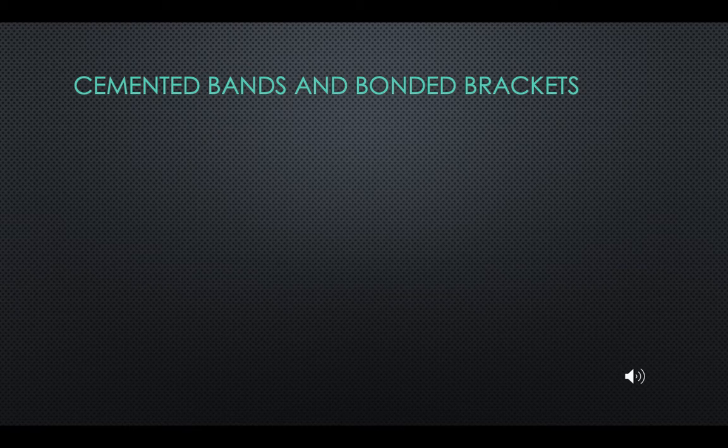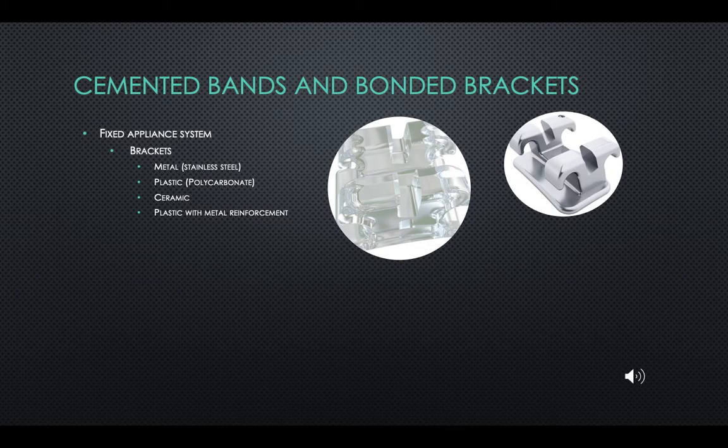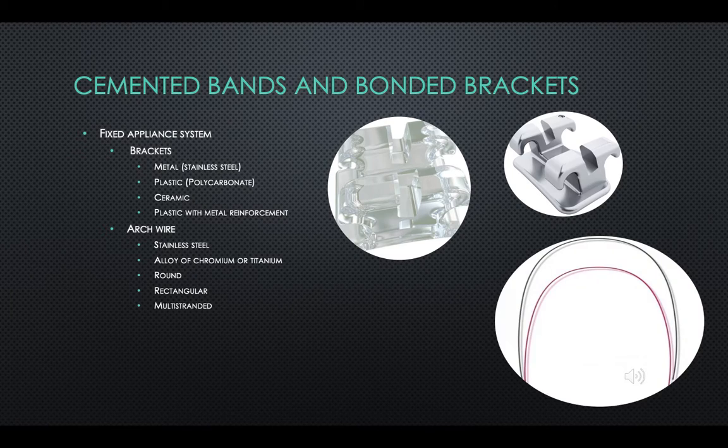Cemented bands and bonded brackets continuation. Brackets can be made of metal, plastic, ceramic, or plastic with metal reinforcements. This is an example of a ceramic twin bracket, and this is an example of a metal twin bracket. Brackets can be made in many styles, shapes, and sizes for different teeth, each designed to accomplish a specific objective of treatment. Arch wire attaches to the bracket to generate and distribute forces that guide orthodontic tooth movement. They may be rounded, rectangular, or multi-stranded. This is an example of how they look.